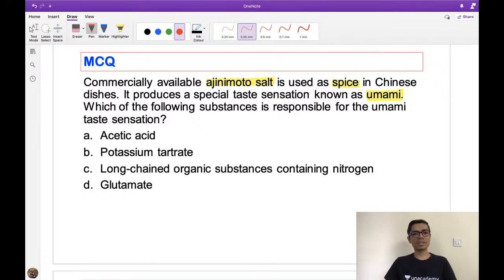So first of all, I want to know what is your answer here. What is the chemical that gives this umami taste, right? Okay. So the options are acetic acid, potassium tartrate, long chain organic substances containing nitrogen, and glutamate. So I want your answer.